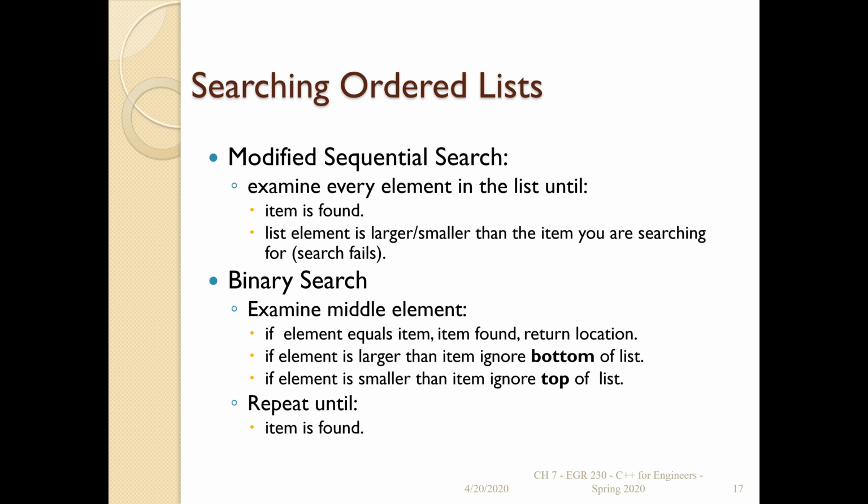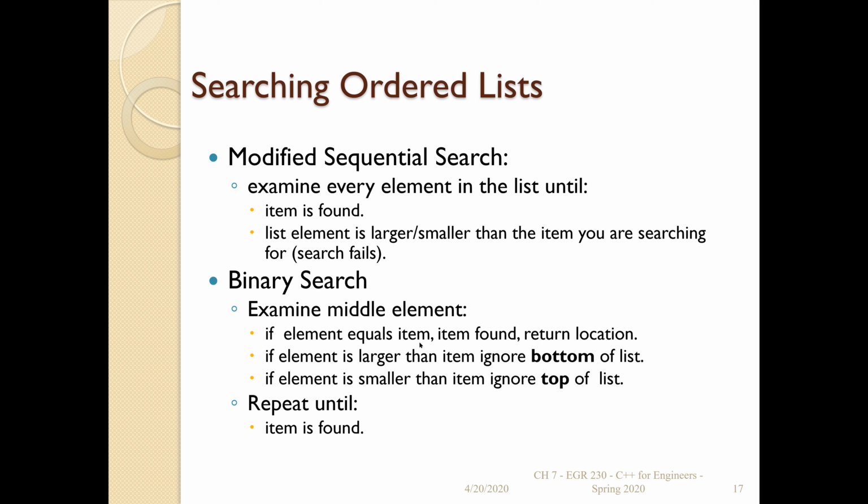So binary search is basically what you're doing is you iteratively split the list in half. So you keep shrinking the size of the list. You're basically cutting it in half time after time until either you find the item or you get to a point where you can determine that the item is not in the list.